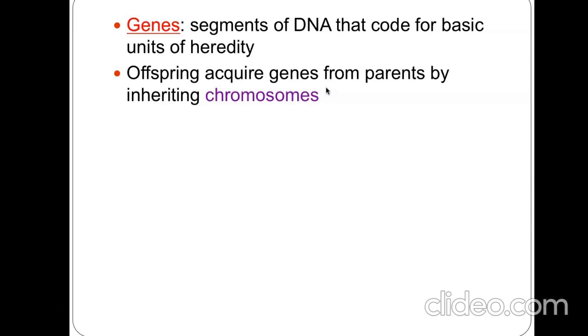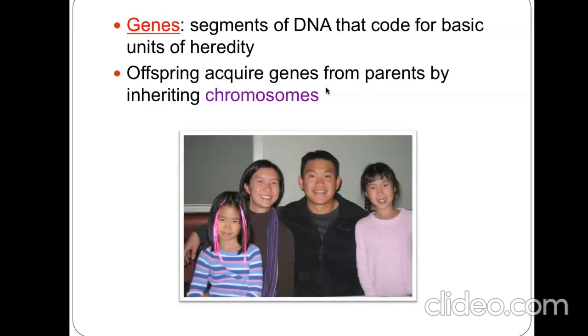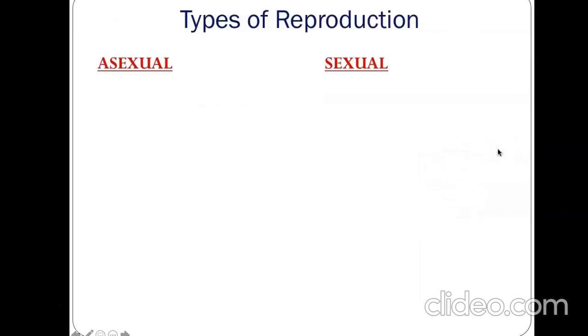Offspring are going to acquire genes from their parents by inheriting chromosomes. And this is just a picture of a family, and what we would discuss is the similarities and differences between the parents and the children. But basically, what I'm trying to get across to you here is that genes are passed down from parent to offspring, but it's not like asexually reproducing organisms where one parent is going to be identical to one of the children. There's a mixture of the two, right? And so we're going to talk about why that happens.